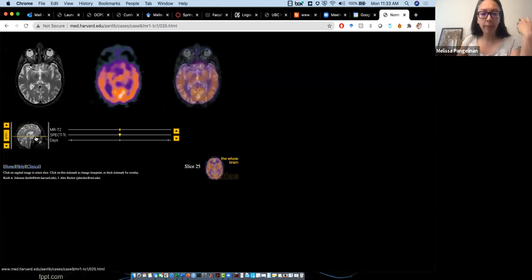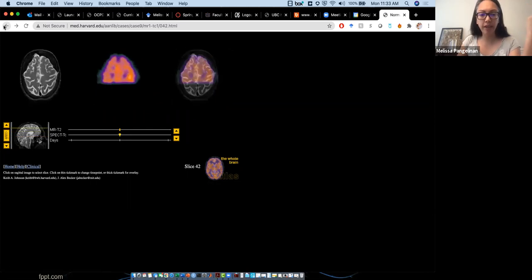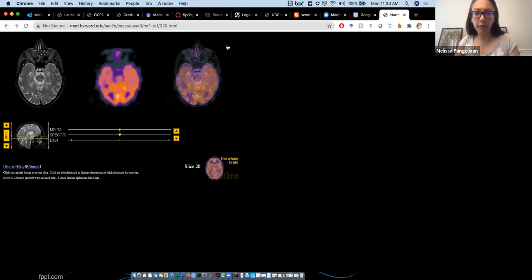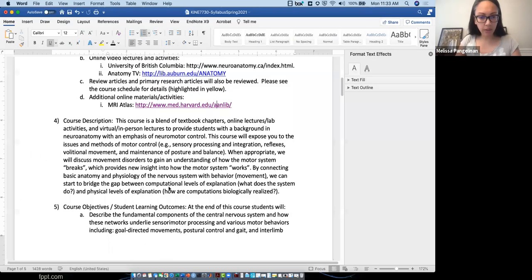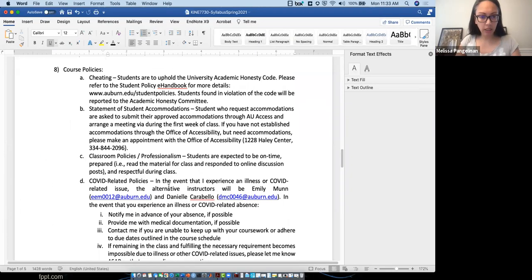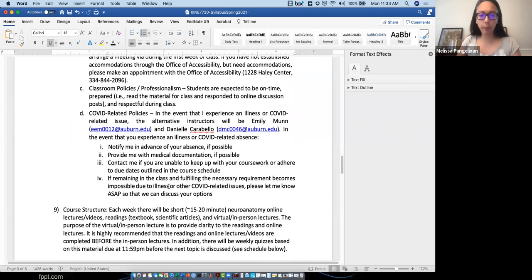So this is a T2 weighted image. This is a SPECT image. Again, it provides examples in terms of clinical cases. It provides examples in terms of just general anatomy and physiology. So that's great. Okay, so here's, oh, so let me just, sorry, one more thing.